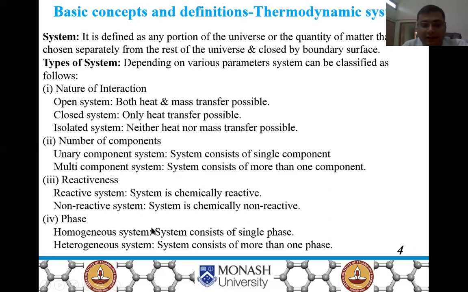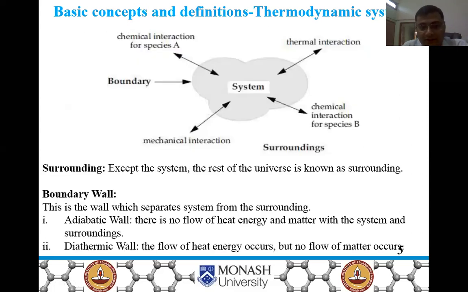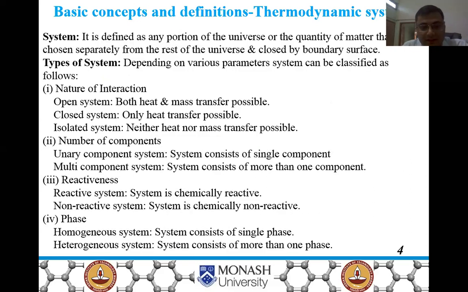Now, based on the phases present in the system, we can define whether it is a single phase system. We call it a homogeneous system if there is only a single phase present in the system, and if there are multiple phases present in the system, then it is called a heterogeneous system.